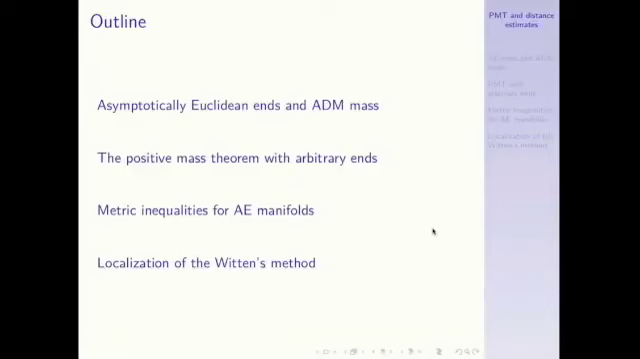Hi, everyone. I will talk about metric inequalities with positive scalar curvature for asymptotically Euclidean spin manifolds with boundary. As an application, I will discuss a localized version of the positive mass theorem.